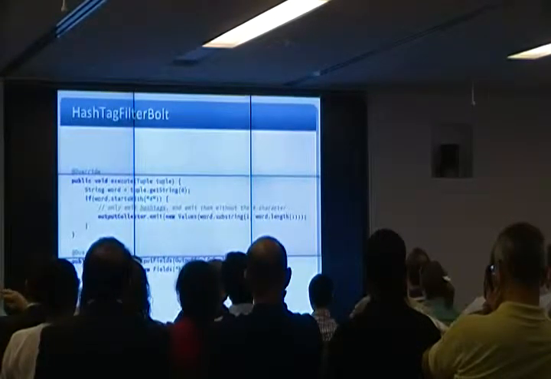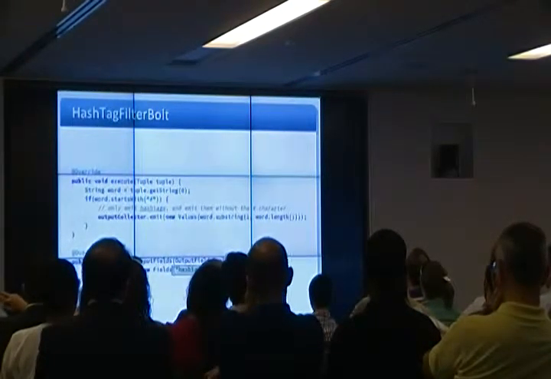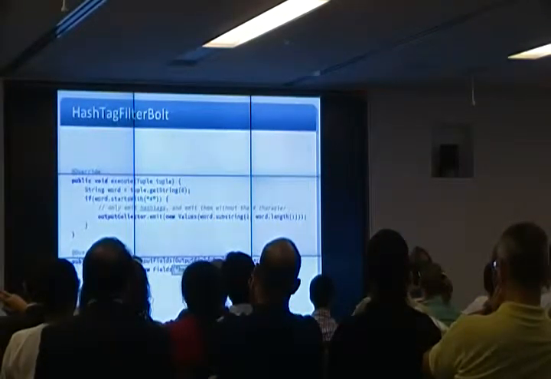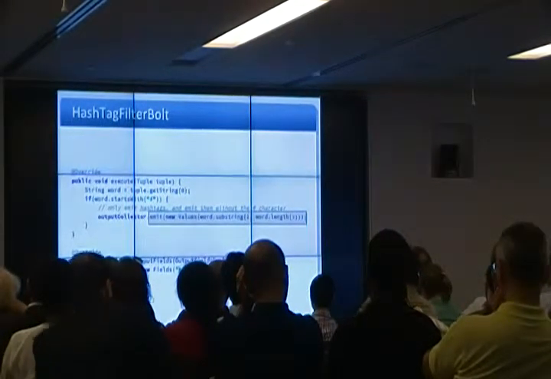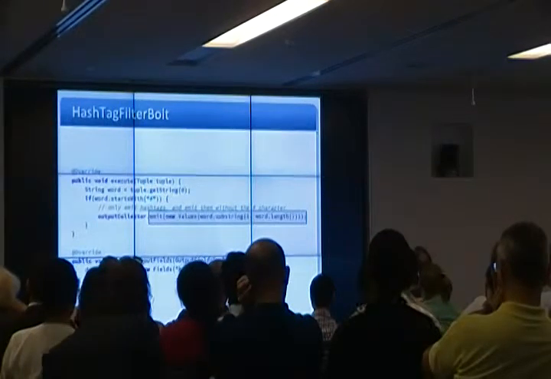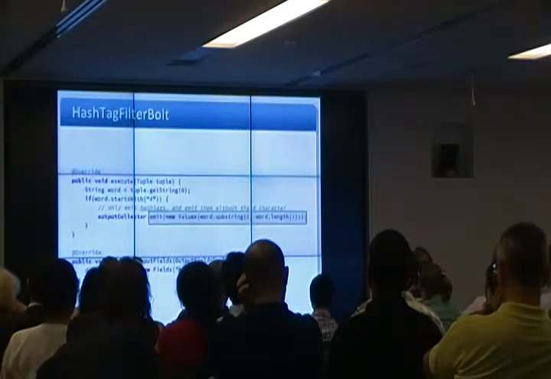And the filter bolt is almost the same. Again, we declare the new field that this bolt will be emitting, and again the execute method will be emitting the same. We check if a hashtag exists and emit that.